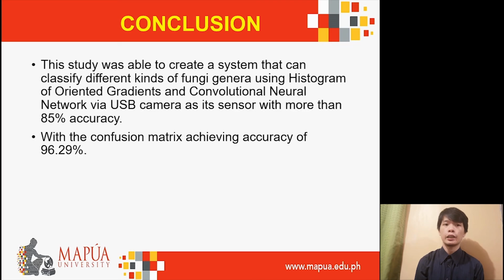Conclusion: this study was able to create a system that can classify different fungi genera using histogram of oriented gradients and convolutional neural network using USB camera with more than 85% accuracy. The confusion matrix achieved an overall 96.29% accuracy. So that's all, and thank you.